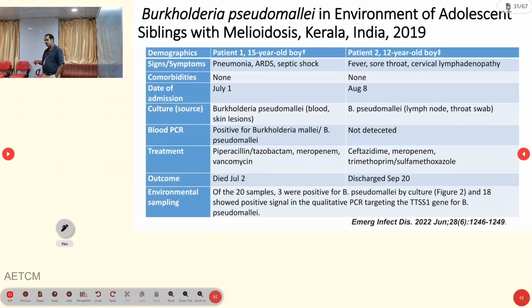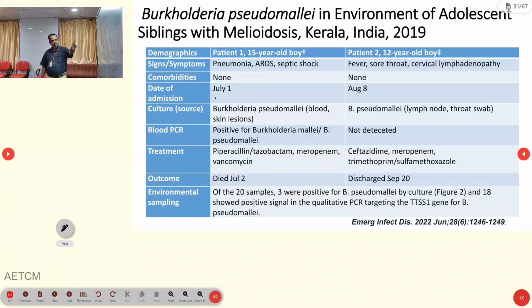This is a publication that we did, Burkholderia pseudomallei in siblings, 2 children. This sibling came to your ER only and died. If you remember, the child died in a single day. The child presented with acute pneumonia and sepsis, and they sent everything, blood culture, even multiplex PCR. The PCR came positive, Burkholderia pseudomallei. Cultures came positive 2 days later, but the child died on July 2, in the ER itself.